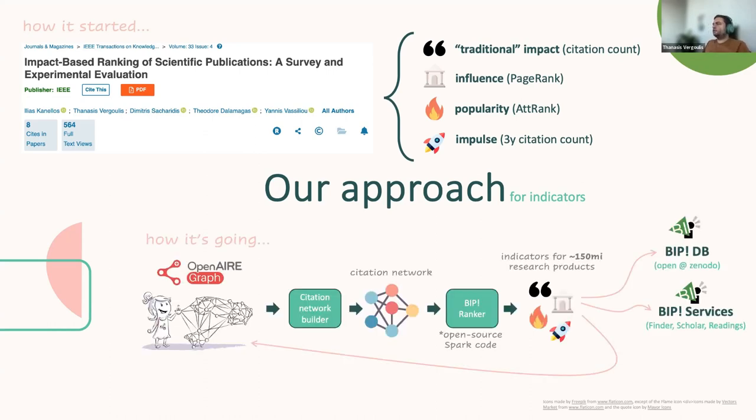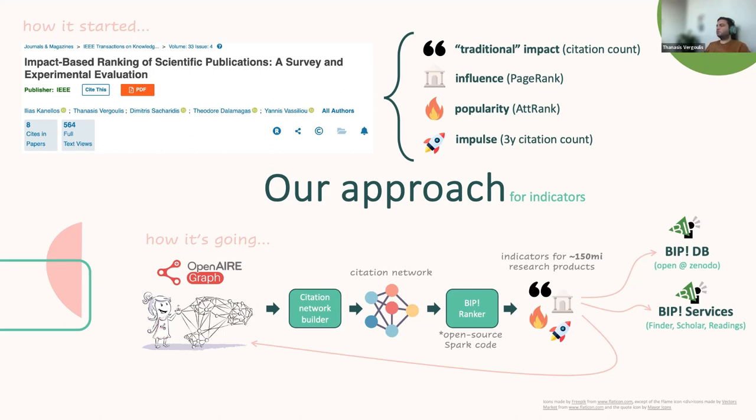And based on the results of all these studies, we created a workflow that gets data from the OpenAIRE graph, creates a large citation network that contains more than 150 million works, publications, data sets, and other research products, together with billions of citations that exist between them, that we get from the graph again. These citations, the graph gets them from Crossref, from OpenCitations, from a lot of different sources.